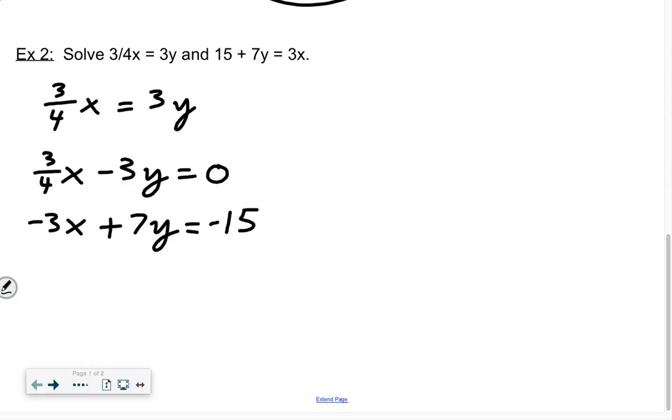Okay. So now what do we do? Abby? I moved, instead of moving the 3x over and then the 15, I moved the 7y over. So it was 3x minus 7y equals 15. And that's perfectly fine too. Let's talk about that. So this is what Abby came up with.